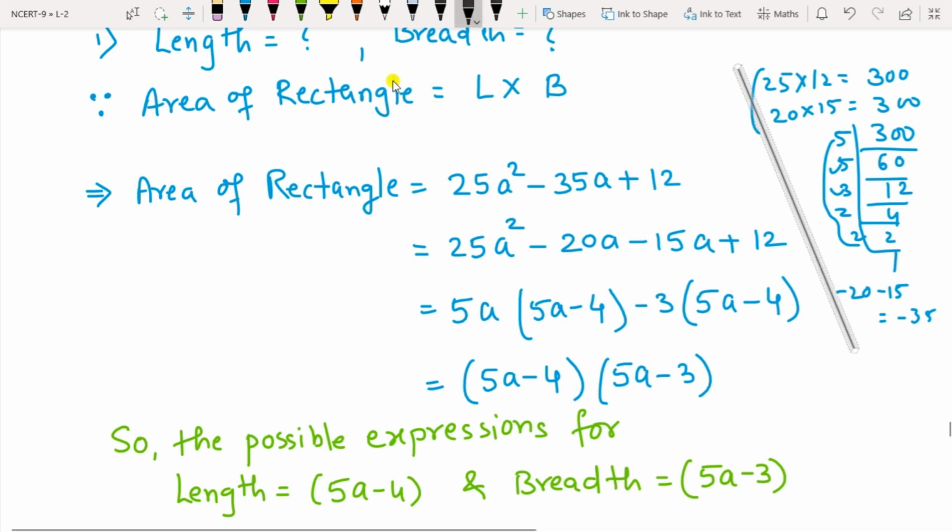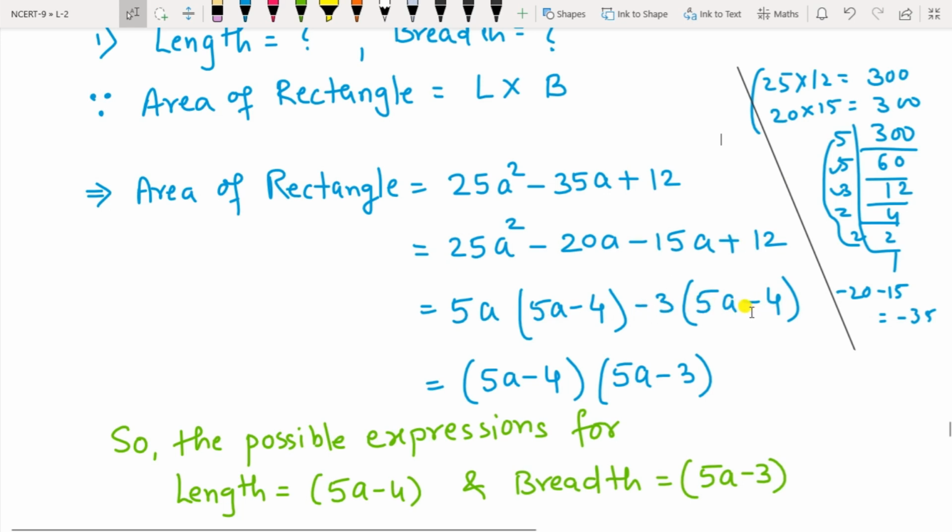Okay, so this way you have to find it out. This is the rough work that I have shown, and you have to do this rough work, and only then will you get the proper answer. So this is 25a square minus 20a minus 15a plus 12. Now take out common from the first two and the last two terms. From the first two it will be 5a common, so it is 5a minus 4, and from these two minus 3 is common, 5a minus 4.